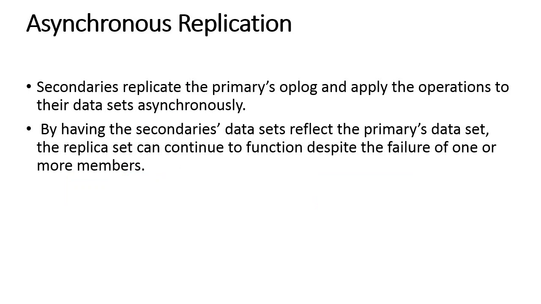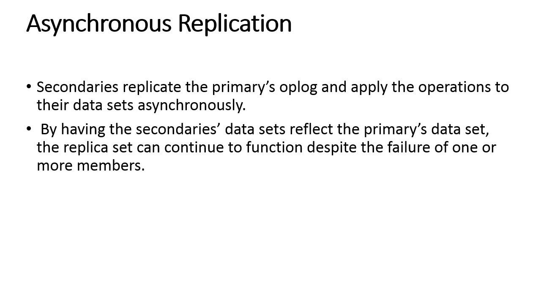Next is asynchronous replication. Secondaries replicate the primary's oplog, the operation log, and apply the operations to their data sets asynchronously. So by having the secondaries' data sets reflect the primary's data set, the replica set can continue to function despite the failures of one or more members. That is nothing but asynchronous replication. There may be slow operations, maybe replication lag and flow control.